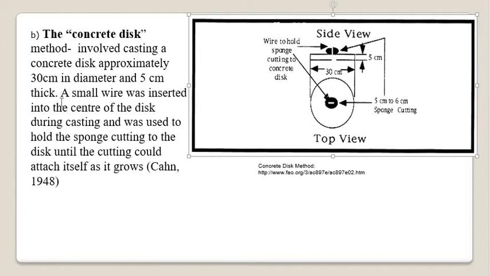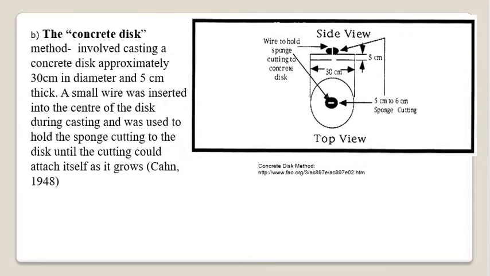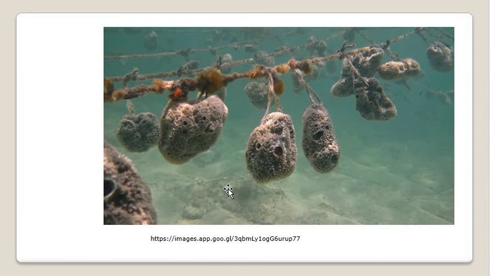So what is said here? A small wire was inserted into the center of the disc during casting and was used to hold the sponge cuttings to the disc until the cuttings could attach themselves as they grow. When such small pieces grow further, they will again look like this. But the difference is that this one is horizontal, and in the string method, or the disc method, the pieces of the sponge will appear vertical and attached closely to the string, right? So this difference is there.